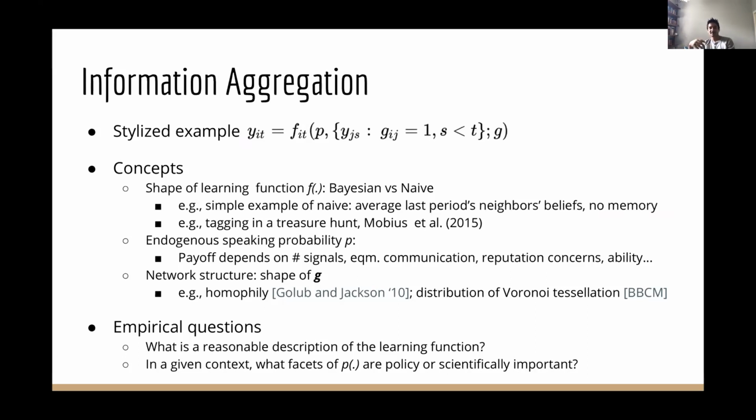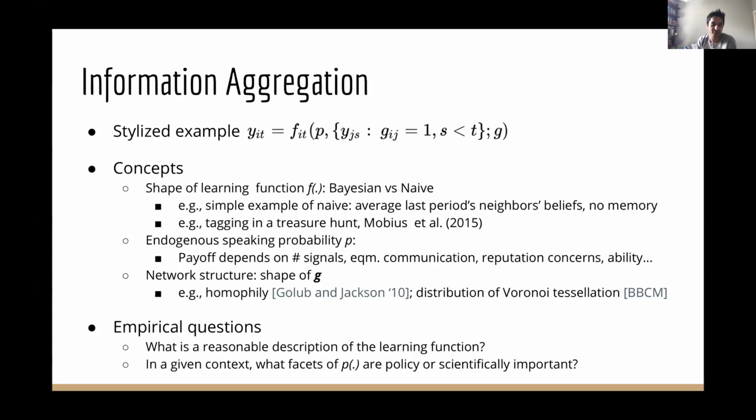We have 3 concepts that we want to look at, in my view. The first is the shape of the learning function. So this is really an individual level question, but it matters a lot when you stick it in a graph. Are people Bayesian, or are they naive? And if they're naive, how are they naive? This affects how information is put together.